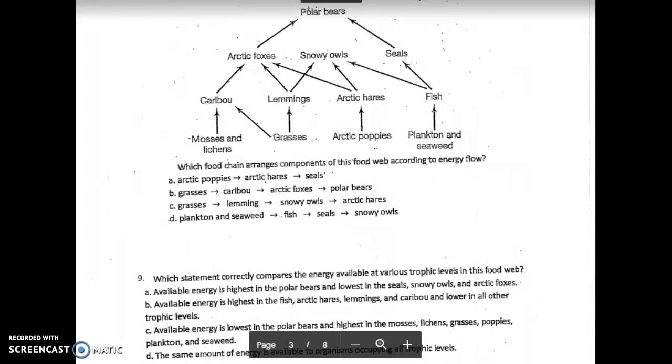Number 8. Which food chain arranges components of this food web according to energy flow? A. Arctic poppies to Arctic hares to seals. B. Grasses to caribou to Arctic foxes to polar bears. C. Grasses to lemming to snowy owls to Arctic hares. D. Plankton and seaweed to fish to seals to snowy owls.